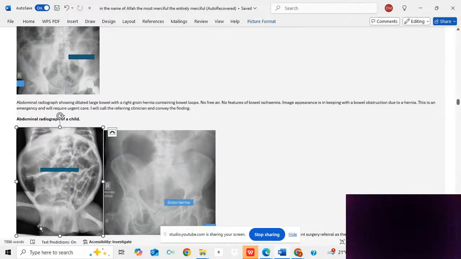This is an example of bilateral inguinal hernia or groin hernia. This is an example of right-sided inguinal hernia or groin hernia because this bowel loop decided to cross the line from the anterior superior iliac spine to the pubic tubercle. So this is a right groin hernia, and these bowel loops decided also to cross the level of the pubic tubercle. Okay, bilateral inguinal or groin hernia.